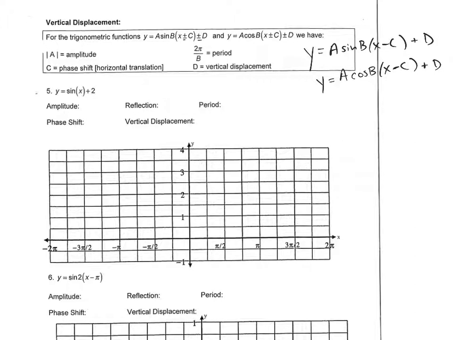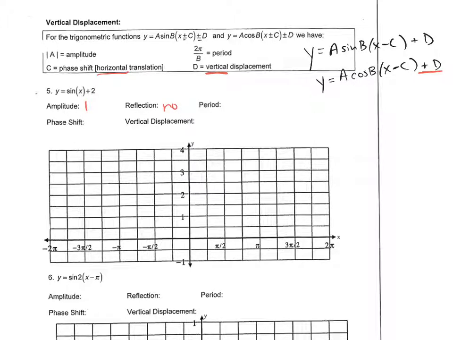So a is still the amplitude, and a negative sign would tell me it's a vertical reflection. 2 pi over b still tells me the period. C is a horizontal translation, and d happens at the end after I've done all of the function, and I've multiplied everything by my amplitude. So d does not change my amplitude, just takes the whole graph and shifts it vertically up and down. So for sine of x plus 2, my amplitude hasn't been affected.